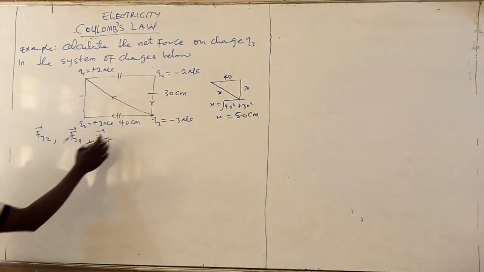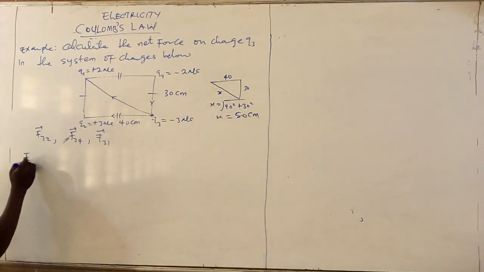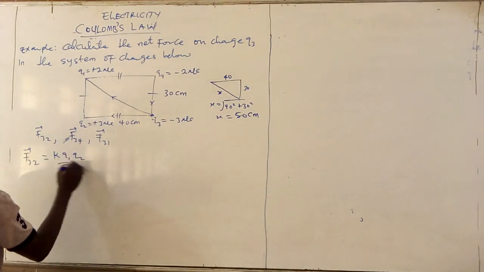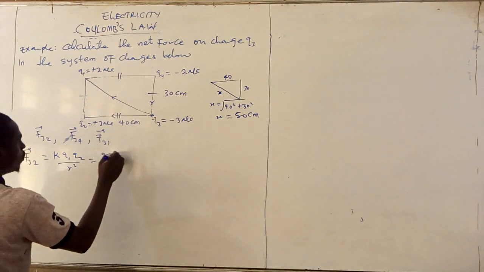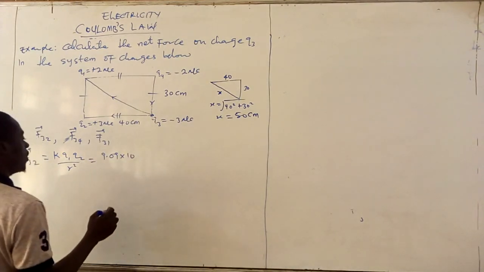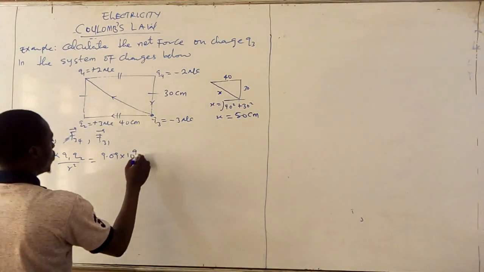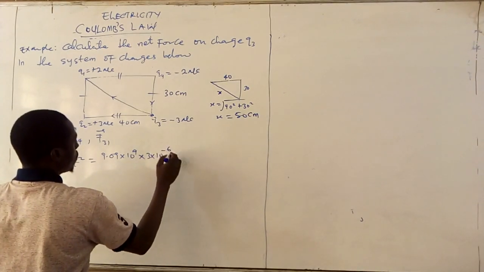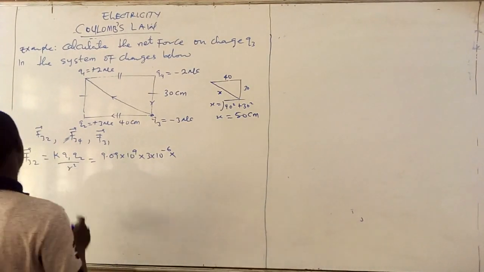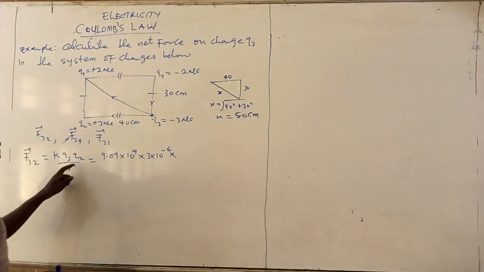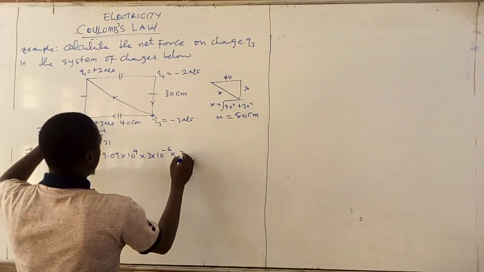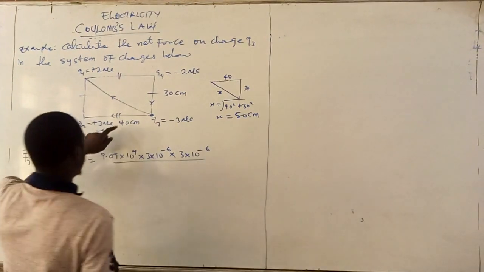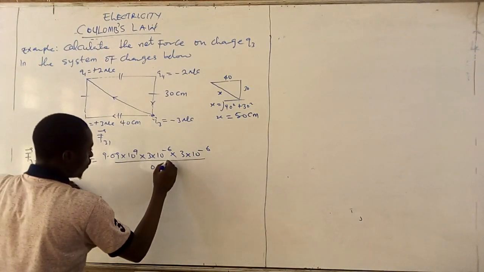Now start with F32. From our formula, F equals k Q1 Q2 over R squared, where k is 9.0 times 10 raised to power 9, multiplied by Q3, which is 3 times 10 raised to power minus 6, times Q2, which is 3 times 10 raised to power minus 6, then divided by 40 centimeter. If I convert 40, I get 0.4 squared.